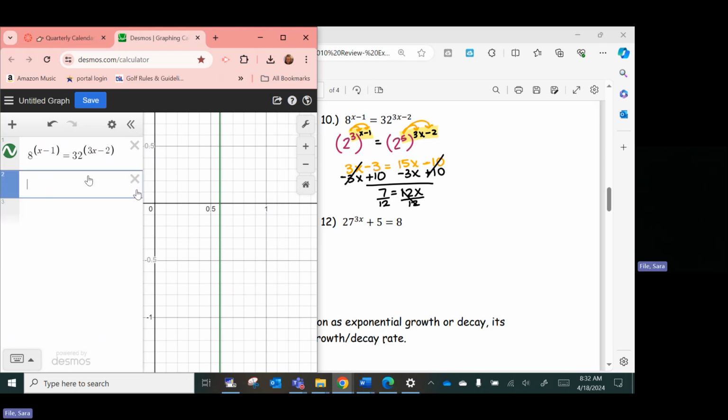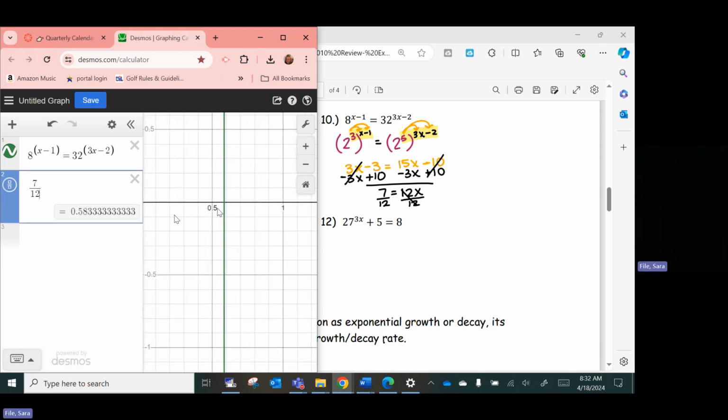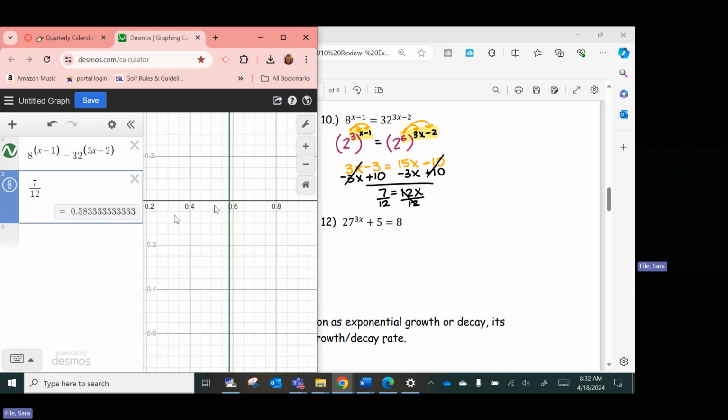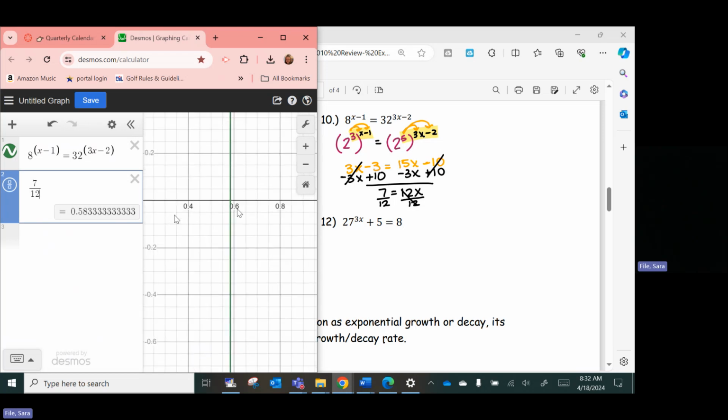Okay, and you can see it's not going to tell you that number, but you could estimate. If it was an integer, you would definitely be able to tell. Since this one's a fraction, it's harder to tell, but you can see 7/12 is 0.58, and that's just after 0.5 and just before 0.6. It's 0.58 where it's crossing. It's at 7/12.